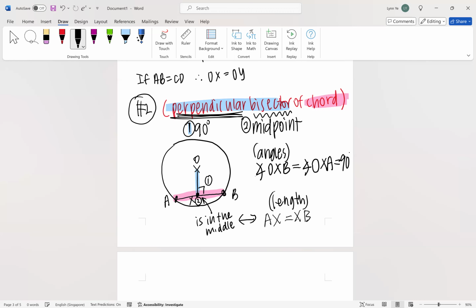Equal to 90 degrees. And how do I know it's 90 degrees? What's the reasoning that I have to give? The answer is literally on the screen. Yes, perpendicular bisector of chord. And that is how I give the reasoning. So I can use it for angles, and I also can use it for length. This kills two birds with one stone.